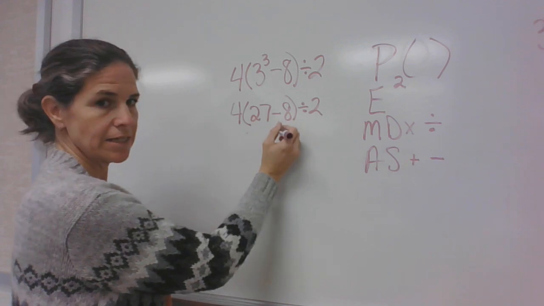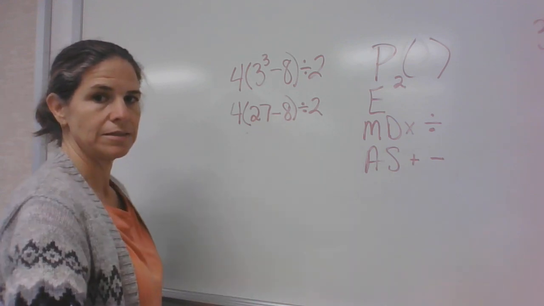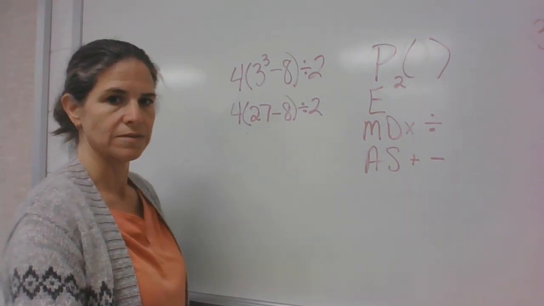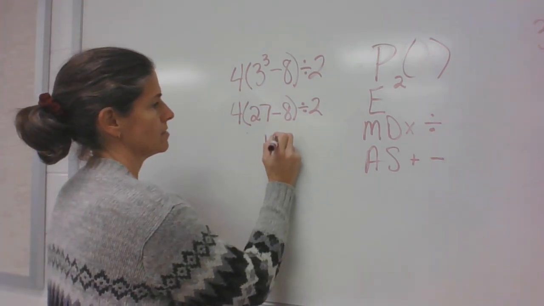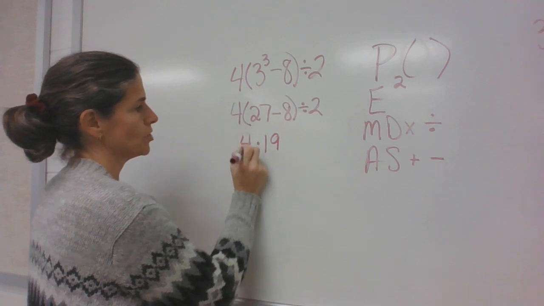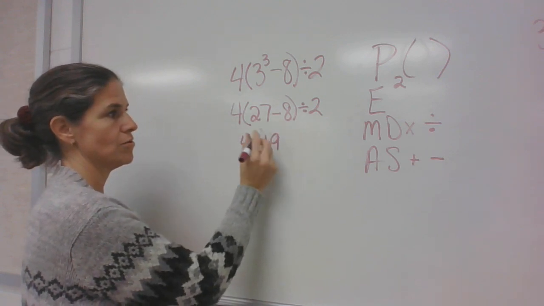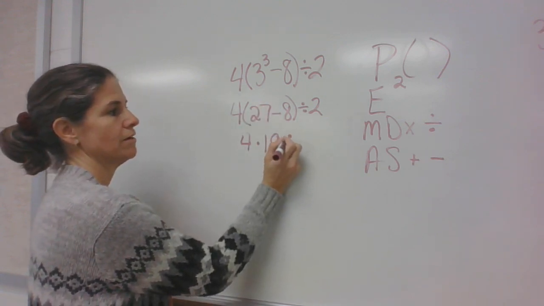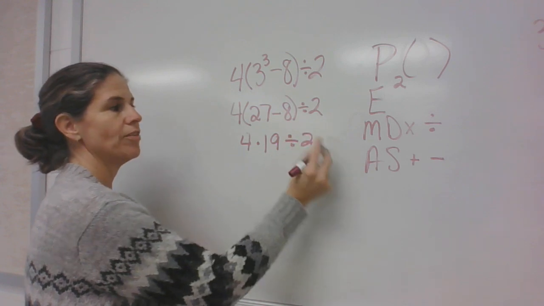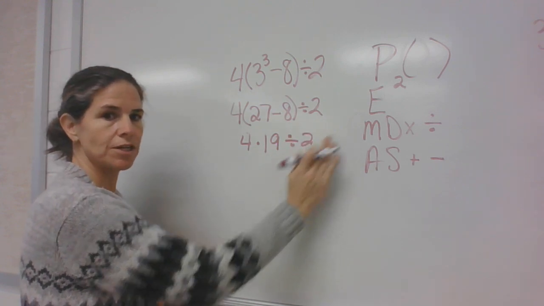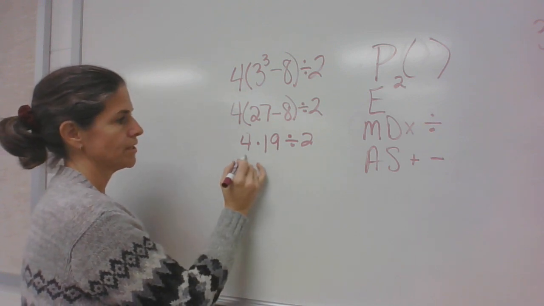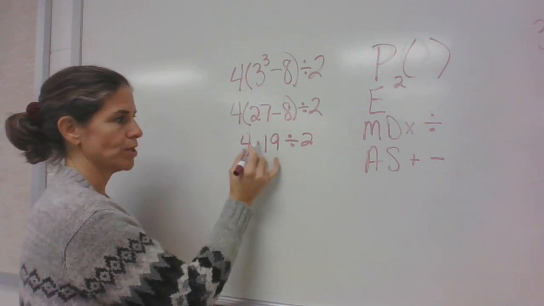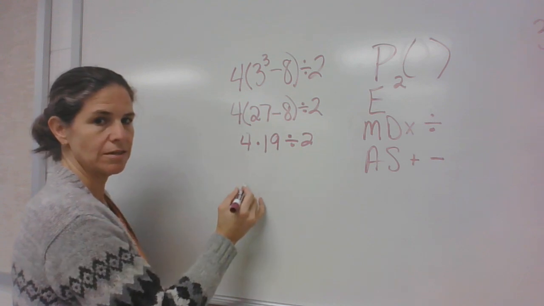27 minus 8 is 19. I can change it to a multiplication sign now because there's no other operations that need to be done in here. And then I do multiplication and division in order, whatever happens first, left to right. So multiplication, division, multiplication right here, 4 times 19.